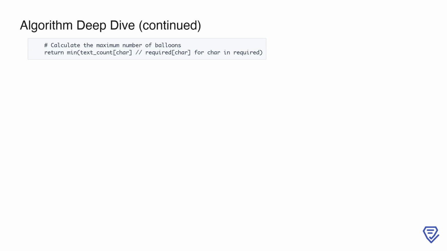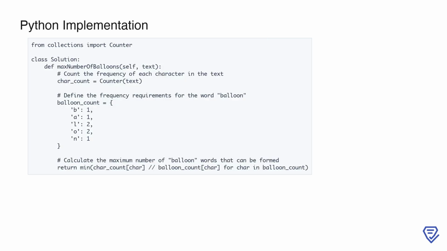The final implementation is both concise and efficient, running in O(n) time, where n is the length of the input string. This makes it suitable for processing even large inputs quickly and accurately. This Python implementation solves LeetCode problem number 1189, maximum number of balloons.